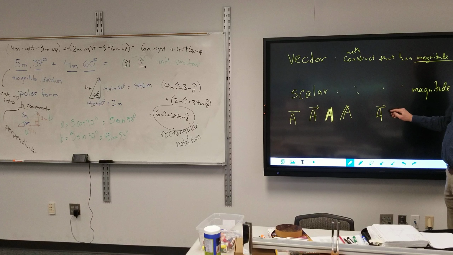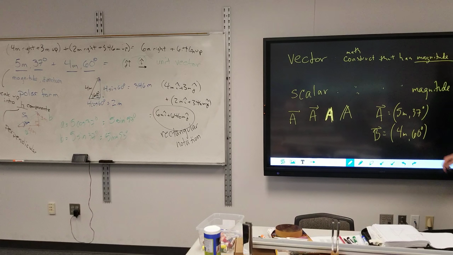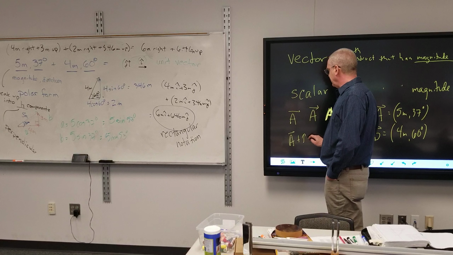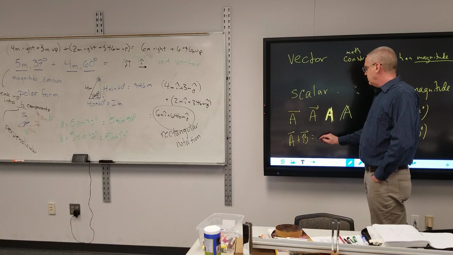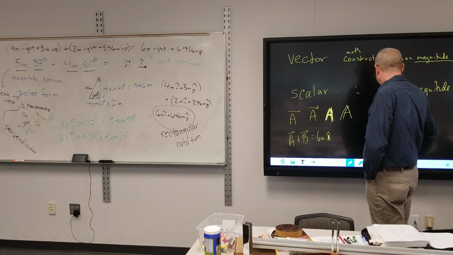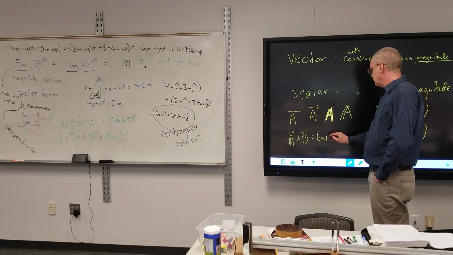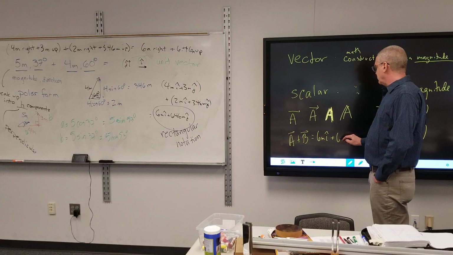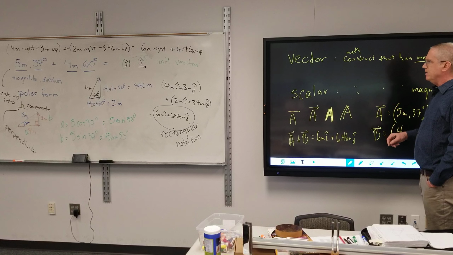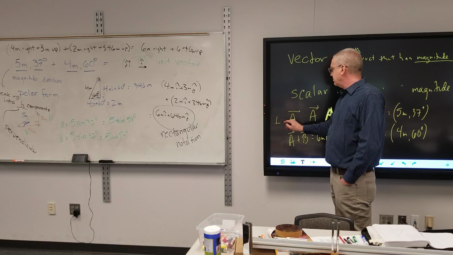So I'm going to say I have a vector A of 5 meters at 37 degrees. I have another vector B, which is 4 meters at 60 degrees. And so A plus B equals 6 meters i hat plus 6.46 meters j hat. And I defined i hat and j hat over there, but let's just i hat.